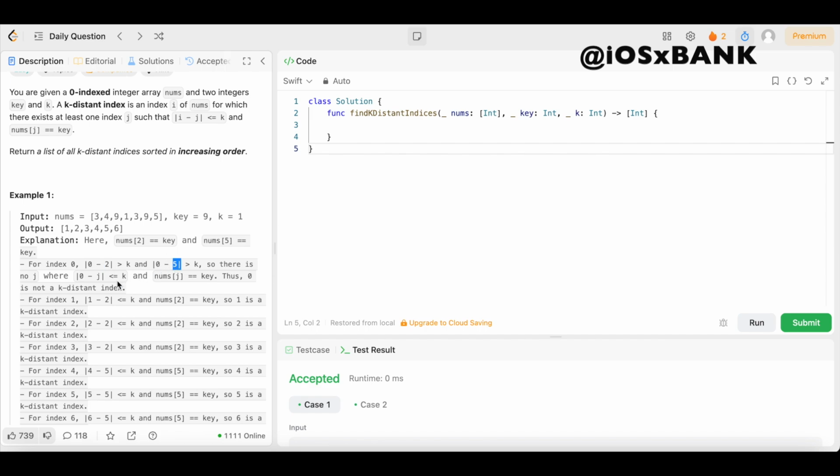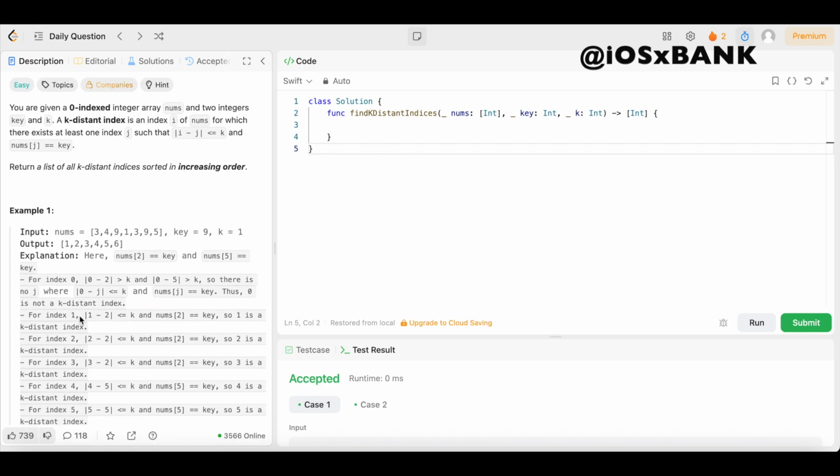Now let's go ahead and take a look at the next example. So hopefully this will make a little bit more sense as we keep going through these examples. So in the next part, it says for index 1, the absolute value of 1 minus 2 is less than or equal to k, and nums[2] is equal to key. So 1 is a k-distant index. So let's break this down one step further. Once again, we're talking about the indexes. We're just talking about 1 minus 2 because we're at index 1.